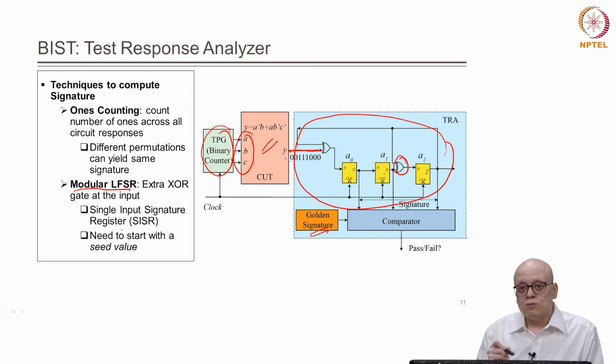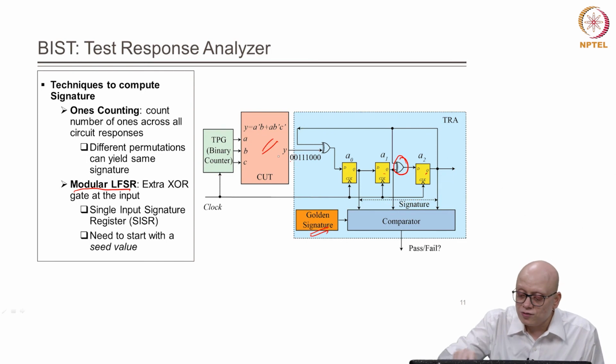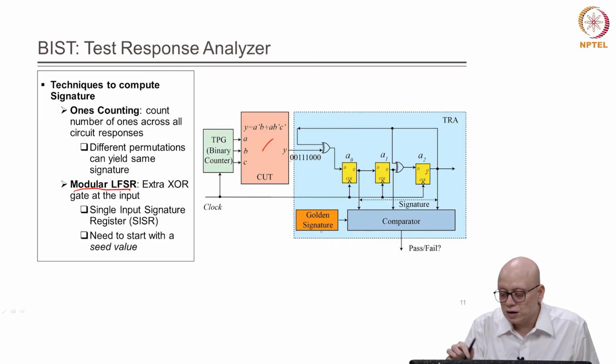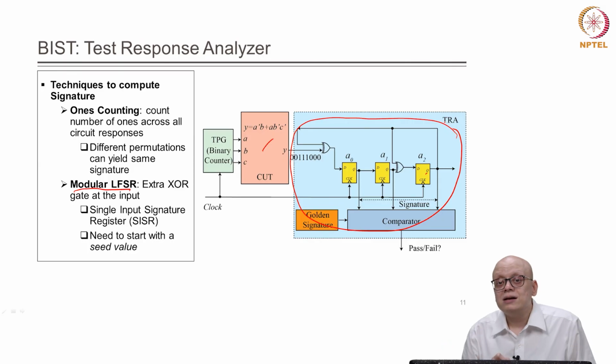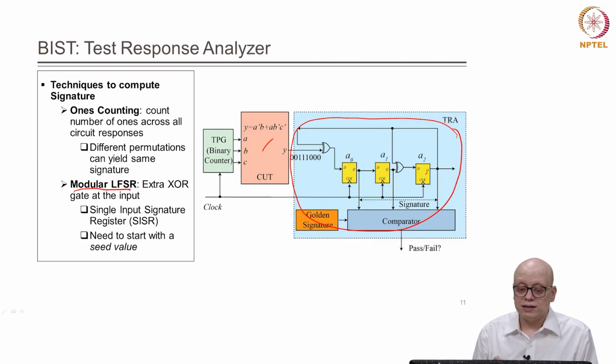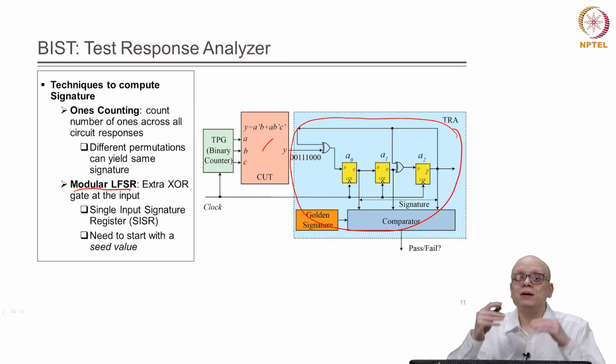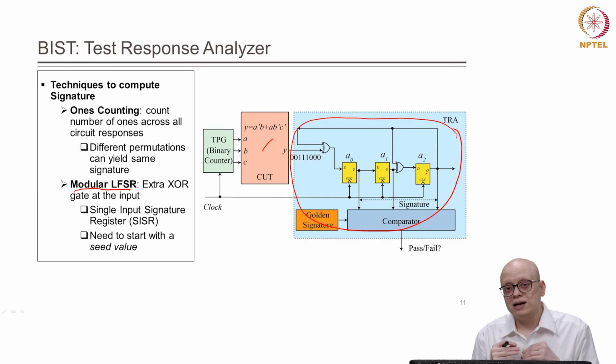So, why do we use this kind of infrastructure, or why do we use modular LFSR in the test response analyzer? The reason is that in this case the aliasing probability can be kept lower, right. So, the chances of aliasing are lower in this case compared to, say, ones counting, and therefore, this kind of infrastructure is widely used, right.